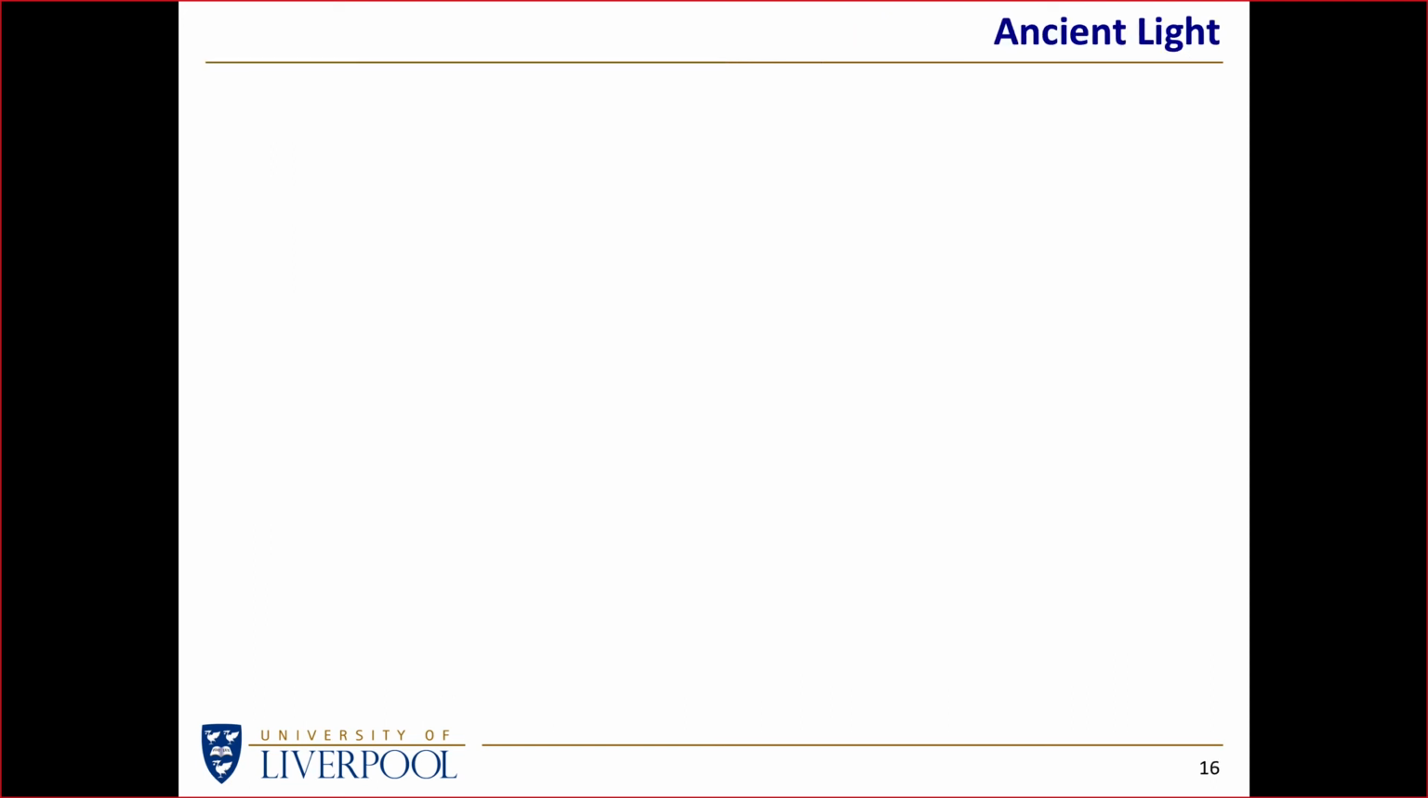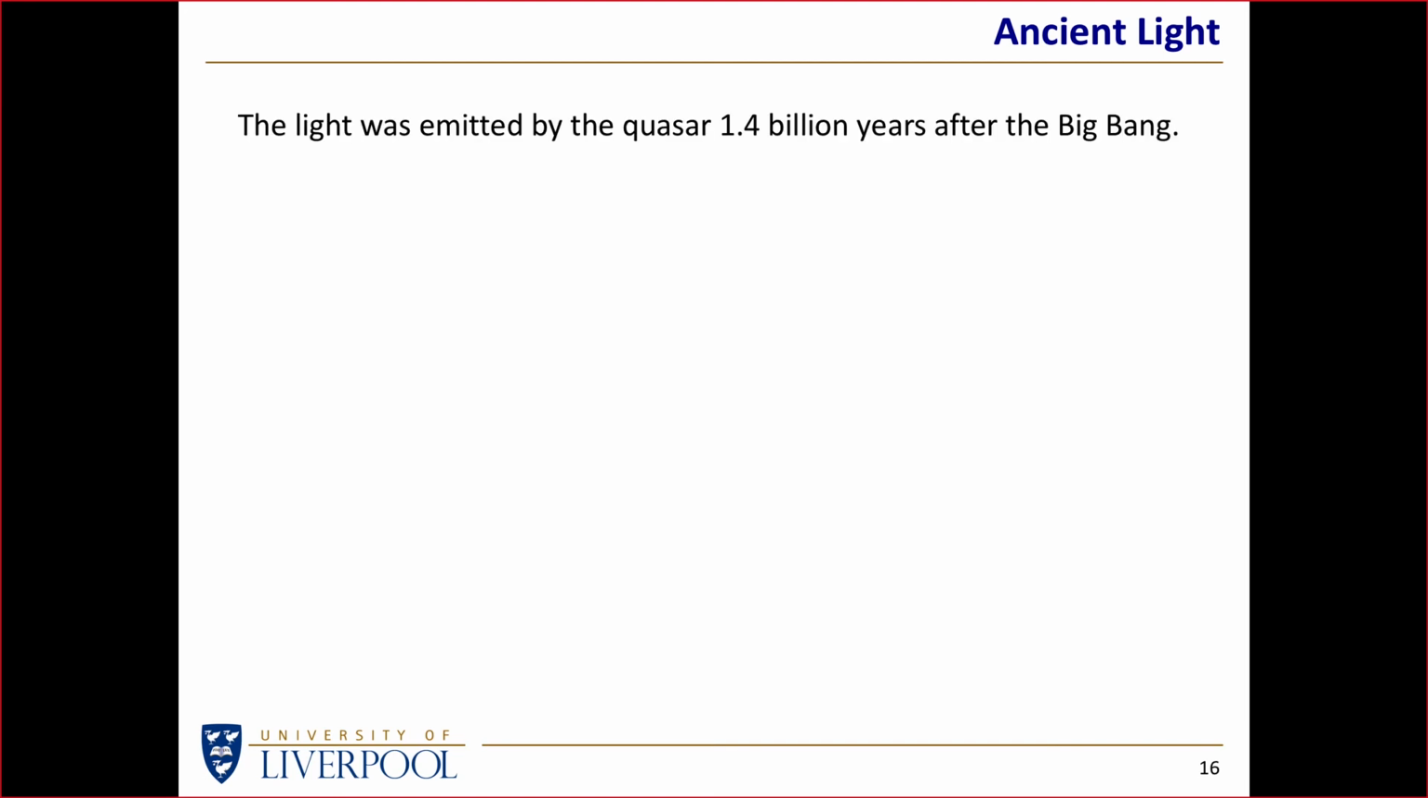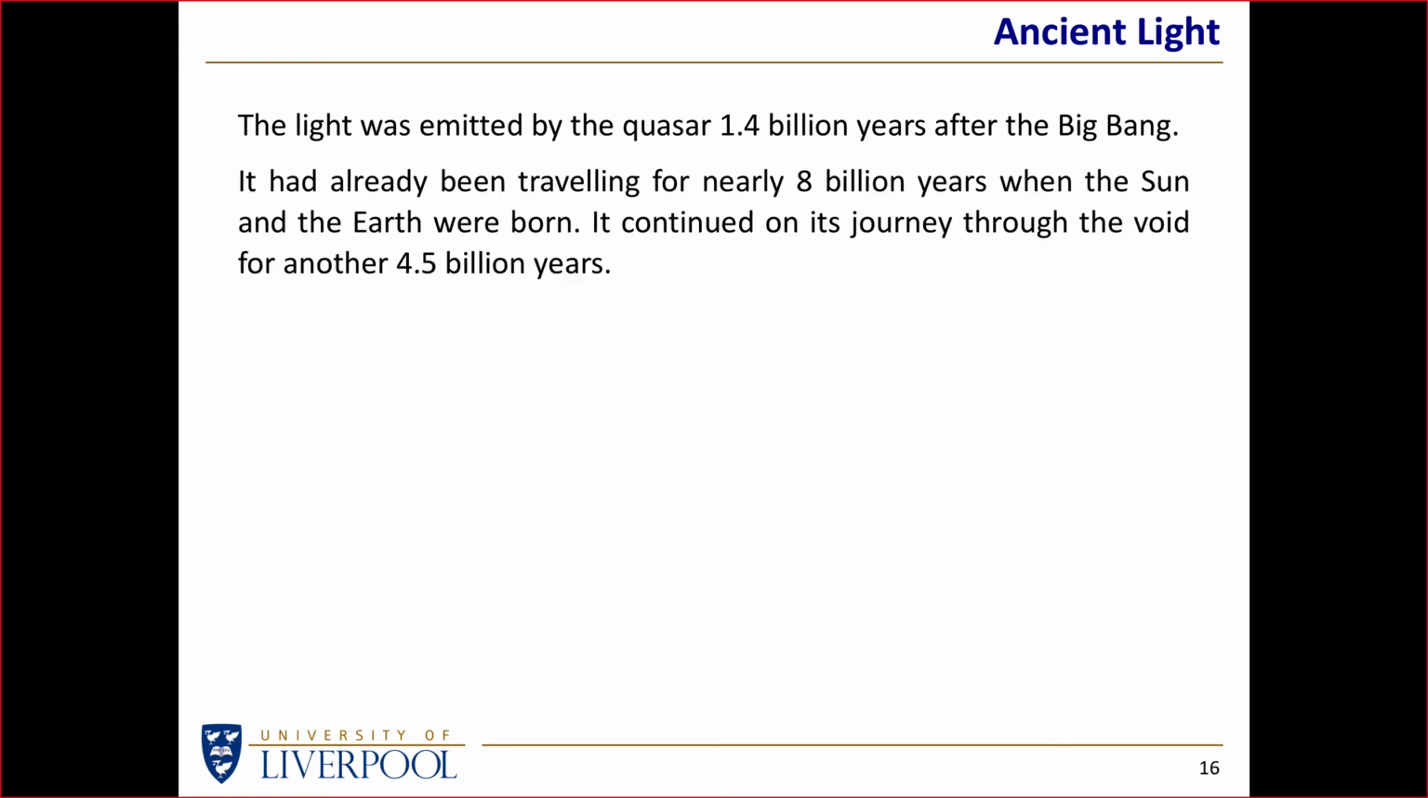So one way of thinking about the light's journey is to have a little bit of a thought about a narrative rather than any numbers. So the light was emitted by this quasar about 1.4 billion years after the Big Bang. And it's sobering to remind ourselves that for more than half of its journey, the Earth didn't even exist. It had been travelling for something like 8 billion years when finally the Sun and the Earth were formed within our Milky Way galaxy. And the light, of course, continued on for another 4.5 billion years or so.